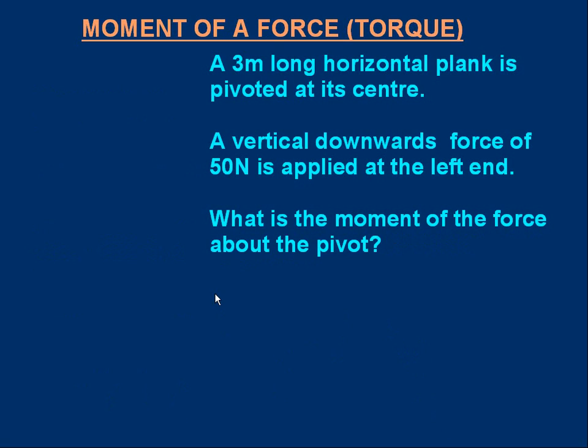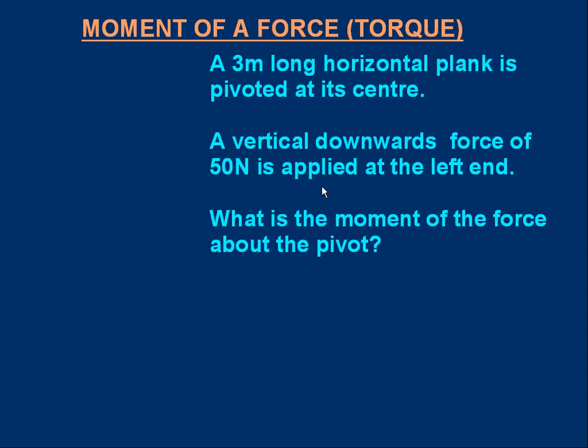Okay, time for you to do something. Here's a two-stage problem. I want you to try sketching the diagram first, and once we've checked that, we'll do the actual calculation. A 3 meter long horizontal plank is pivoted at its center. A vertical downwards force of 50 newtons is applied to the left end. We want to find the moment of the force about the pivot. So your first task is to draw a diagram to represent this situation. Pause and try that for yourself.